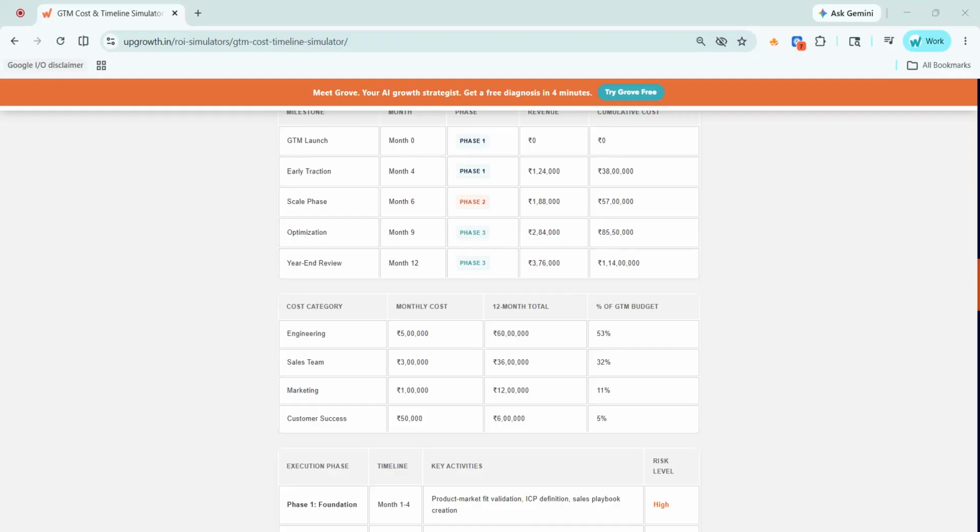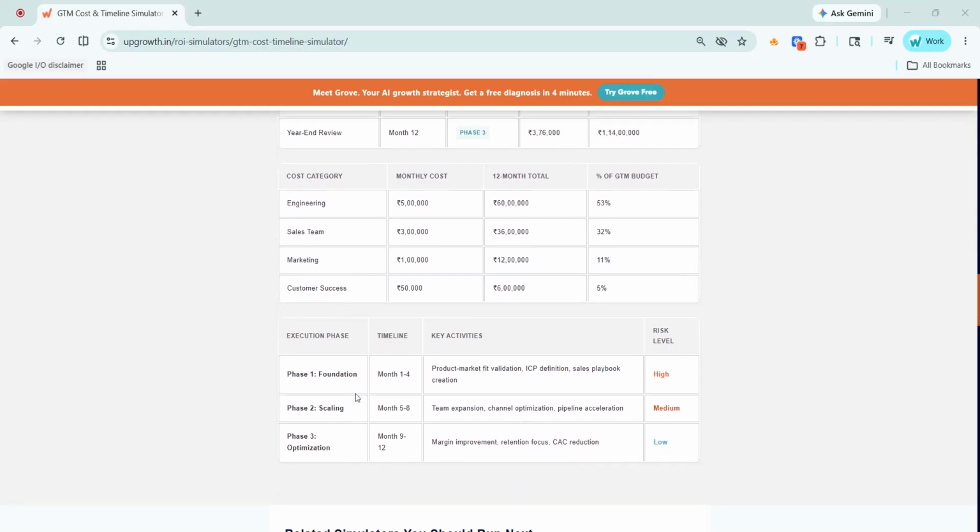customer success 5%. For most early-stage GTMs, this engineering-heavy split is normal, but it is also the first lever to revisit if revenue lags. And the execution phase table groups the year into three stages, like foundation in months 1 to 4, where you validate product-market fit and the risk is highest, scaling from month 5, and optimization from month 9 onwards, where you focus on margin and retention.